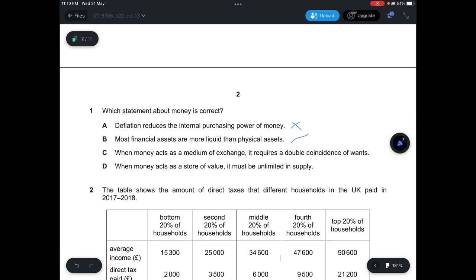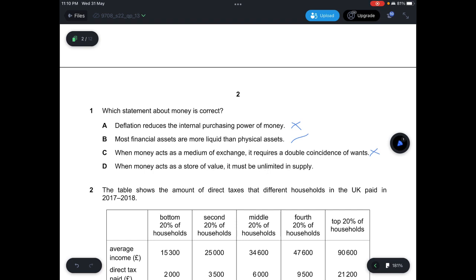C says when money acts as a medium of exchange, it requires a double coincidence of wants, which is not correct. A double coincidence of wants will only happen in a barter transaction, where you exchange one item for another item. Money doesn't require two items. You pay a particular amount and you get the item, and the other person receives money at the end.